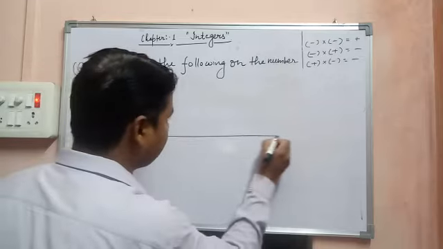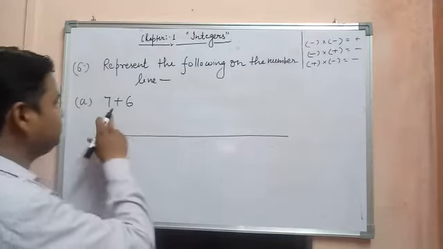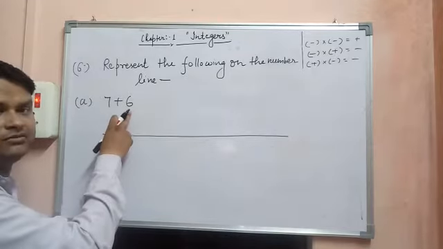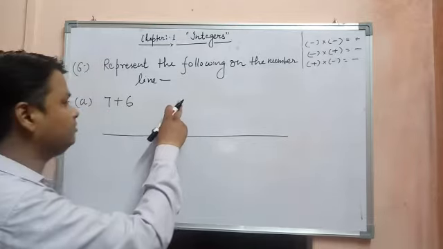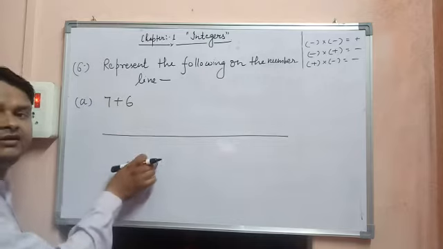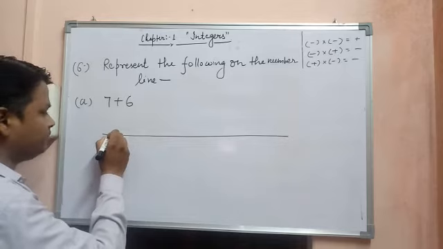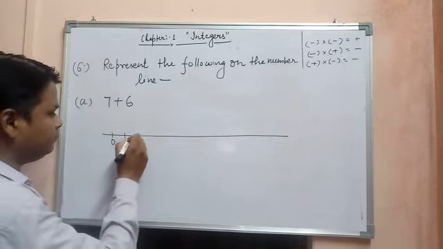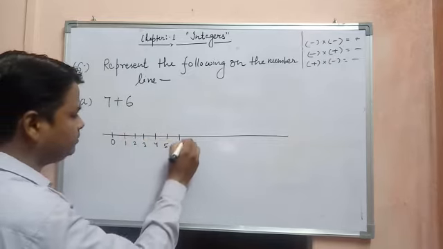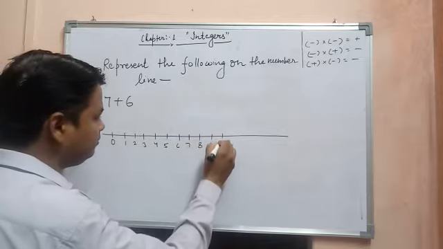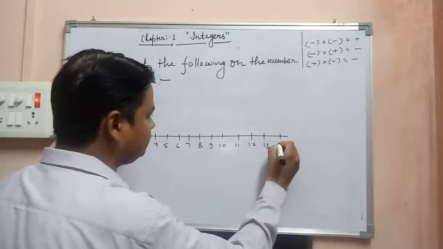First of all, you have to draw a line, and this number is positive and this number is also positive. If we add 7 plus 6, we will get the positive integer 13. Okay, so how can we represent this addition on the number line? This way: 0, 1, 2, 3, 4, 5, 6, 7, 8, 9, 10, 11, 12, 13, 14.